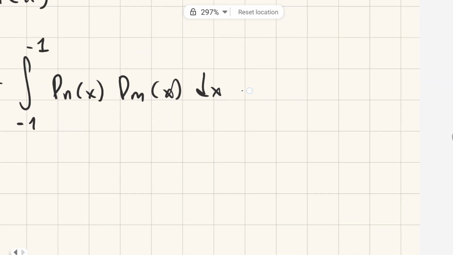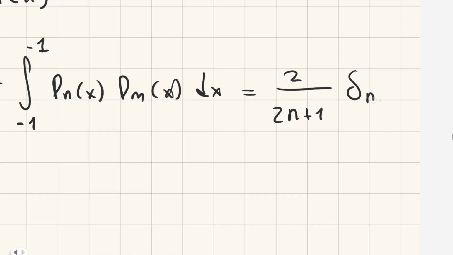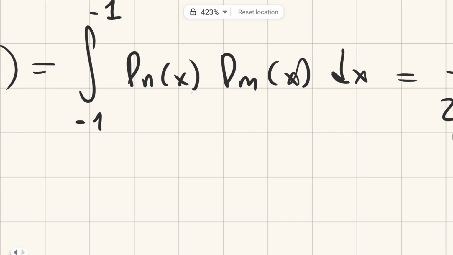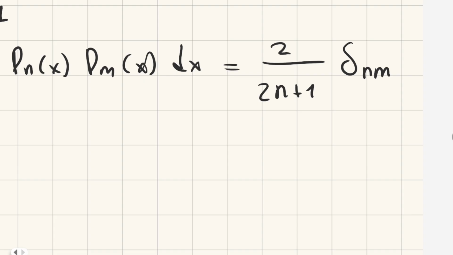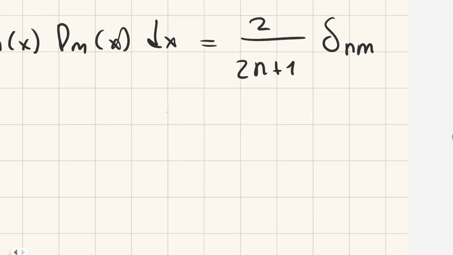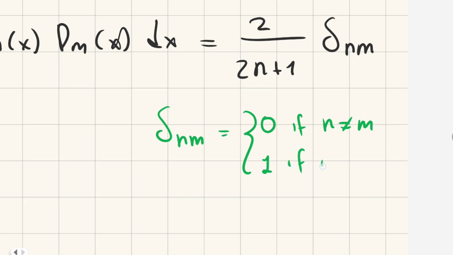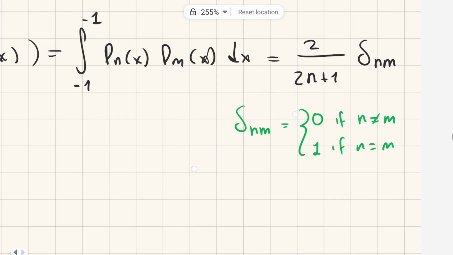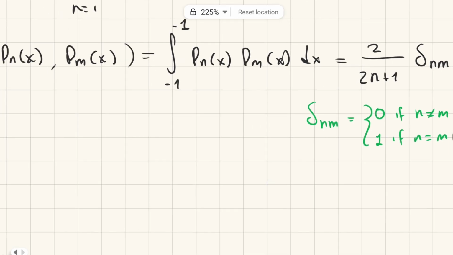So we showed that this is equal to 2 divided by 2m plus 1 times a Kronecker delta n m. This means that if we are taking two Legendre polynomials of different order, this is going to be equal to 0, due to this Kronecker delta. Recall that the Kronecker delta n m is defined to be 0 if n is different from m, and 1 if n is equal to m. So this is a quick way to define the orthogonality property for Legendre polynomials.